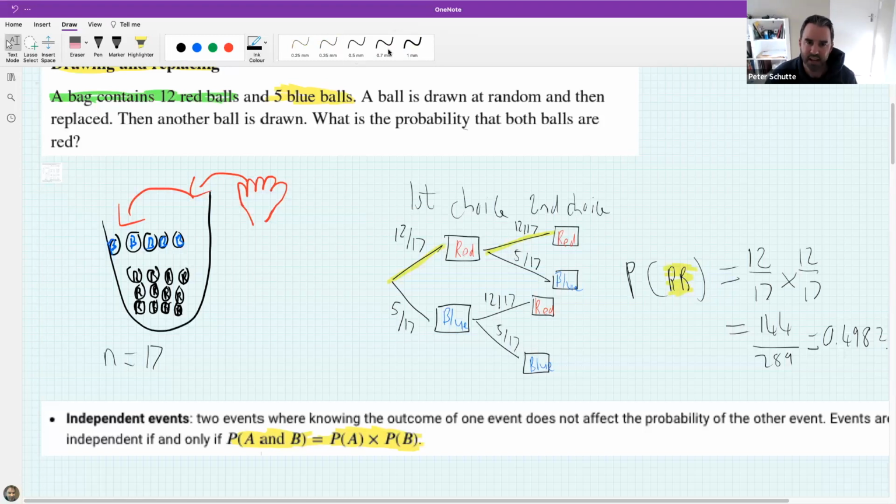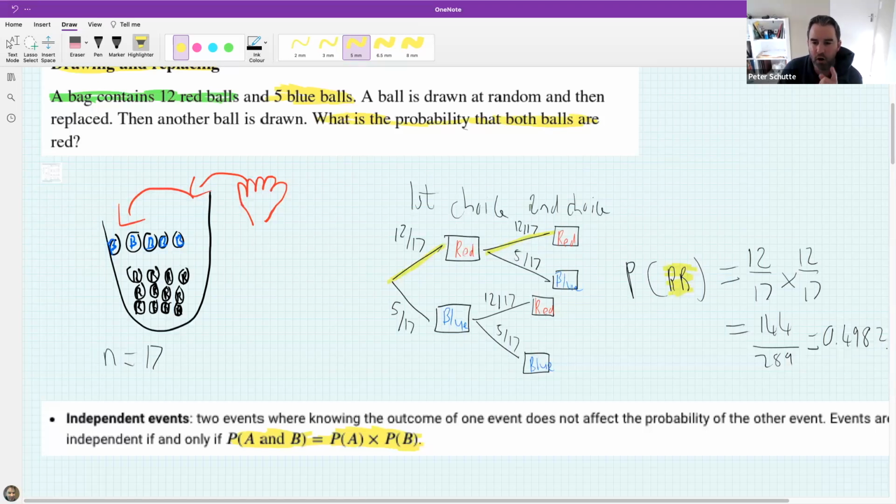Now I saw someone's hand go up. Whose hand went up now? It's Keisha. Okay, good. Why is it 12 over 17 times 12 over 17? Because the question says, what is the probability that both balls are red? And the only way to get red and then red is to follow this path on the tree.